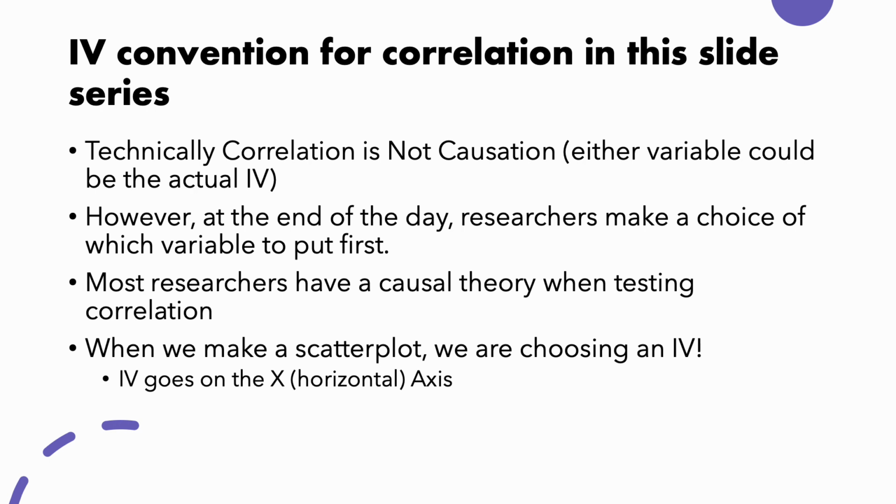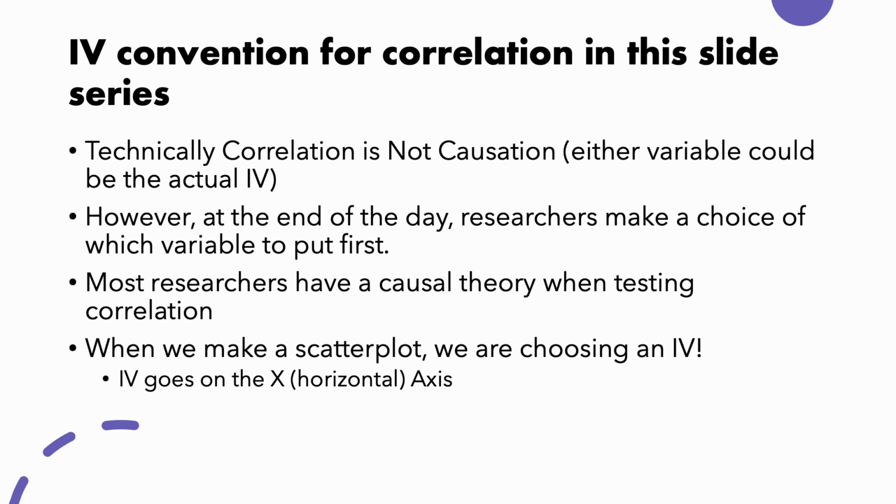I use the IV-DV convention in this slide series to simplify our experimental thinking. Technically, we know correlation is not causation, and either variable could actually be the true independent variable in the world. However, at the end of the day, researchers must make a choice as to which variable to put first, that is, which variable to say is causing the other. Most researchers do have a causal theory when testing correlation.